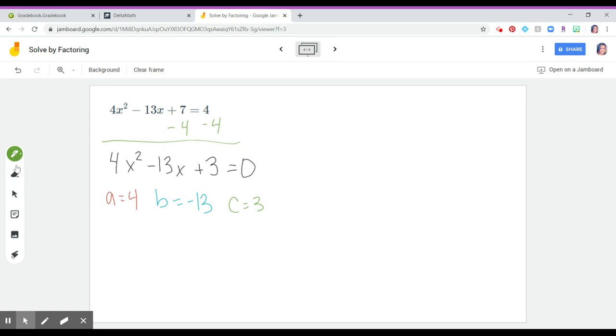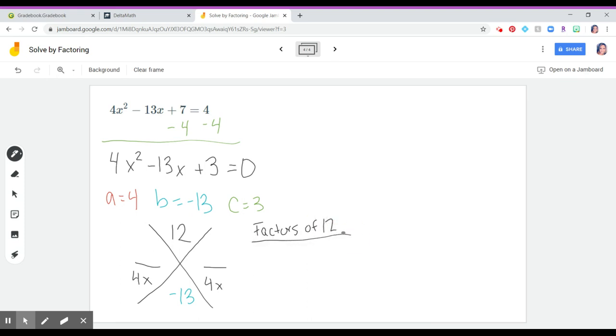Now what we can do is we'll draw our x. 4 times 3 is positive 12. My b value is negative 13. I'm going to set up my little fraction here, ax. So again, the only thing different with this is that we're solving now. We're not just factoring. So now let's find factors of 12, because that's my a times c.